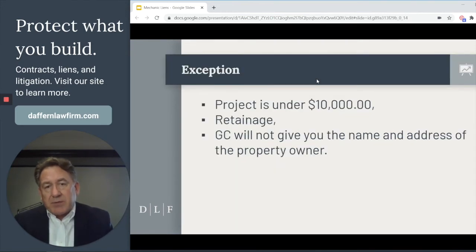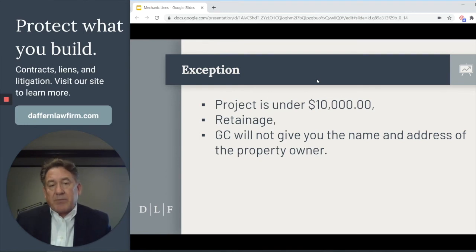So what are some of the exceptions to sending out a pre-lien notice? The statute says that if a project is under $10,000, you don't have to send out a pre-lien notice. So for example, if you're working on a commercial project and your contract is $9,500, you're not required to send out a pre-lien notice. You're exempted from that requirement. Also, if you are owed only retainage, that everything else has been paid and it's just the retainage that's being held, you don't have to send out a pre-lien notice for that amount either.